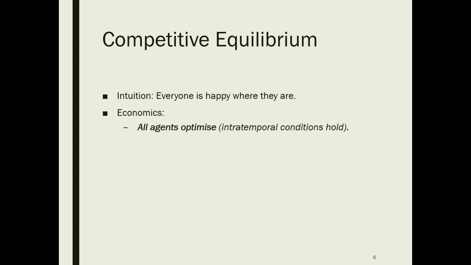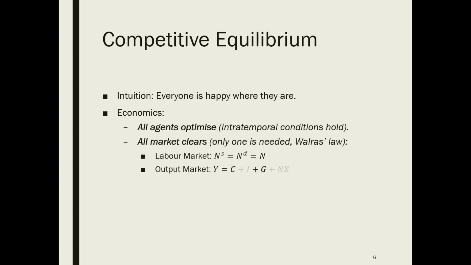In economics, optimization leads to the intra-temporal conditions for the consumer and the firm, while equilibrium implies the market clearing condition. Because if some market is not cleared, that means some people are not happy due to excess supply or excess demand. A partial equilibrium requires only one market to clear, while a general equilibrium requires all markets to clear. Walras derived a law in the 1870s stating that if there are n markets, then as long as n-1 markets are cleared, the nth market is guaranteed to be cleared.